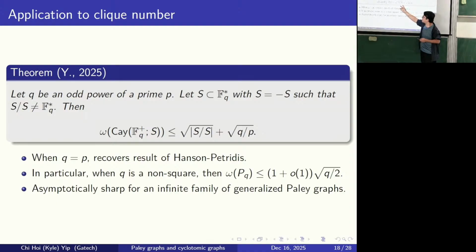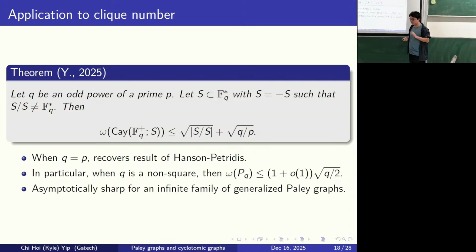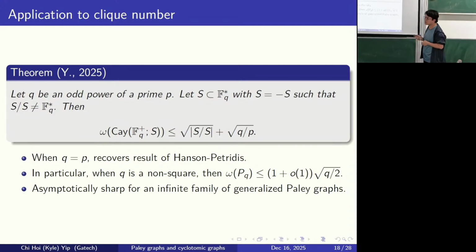So this means that if we want to improve the Hanson-Pachter bound, we must use the fact that our set S is a set of squares, and also that we are working in a prime field. If the proof doesn't use these two, then it cannot improve the Hanson-Pachter bound.